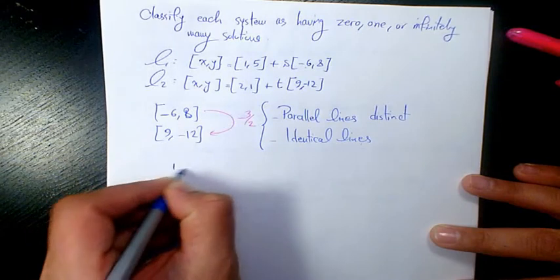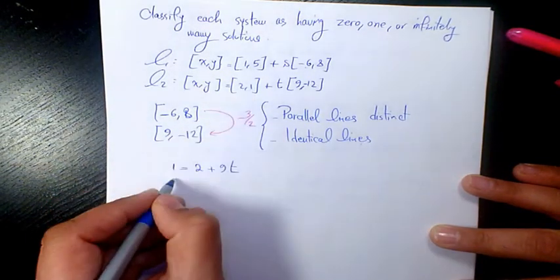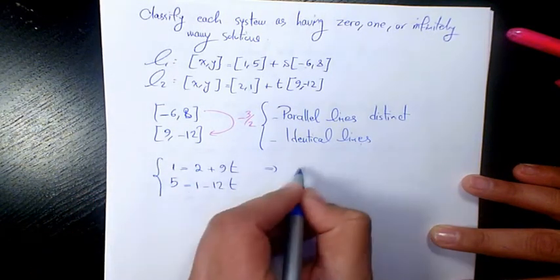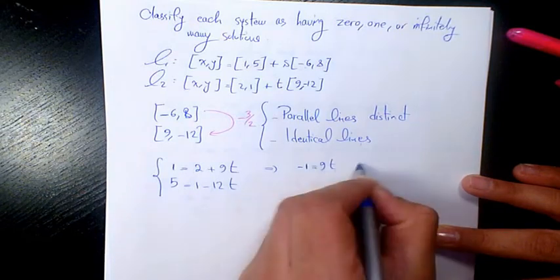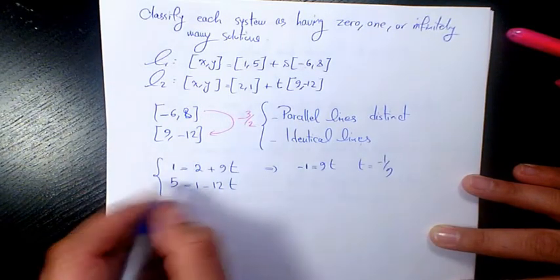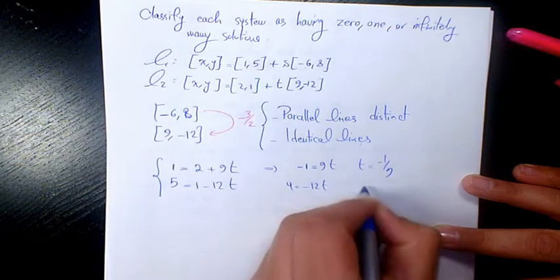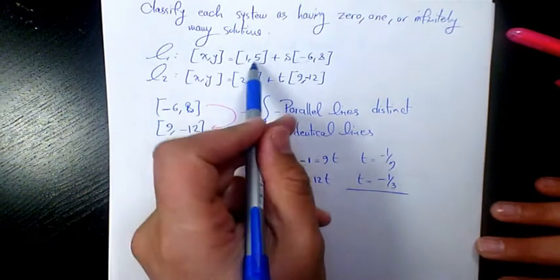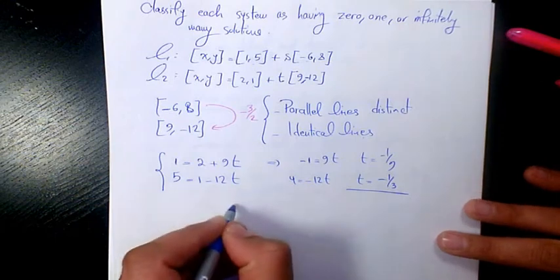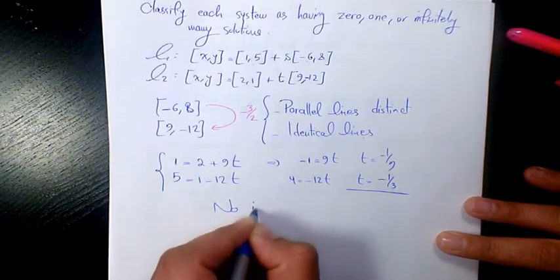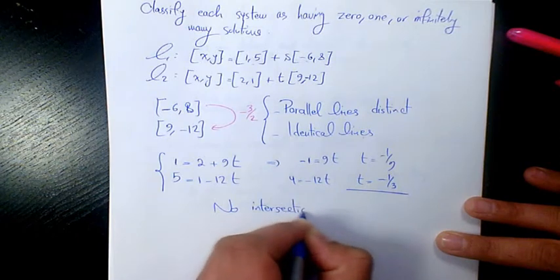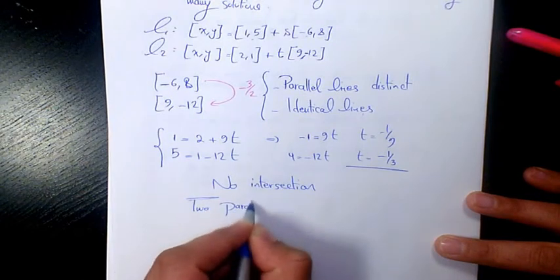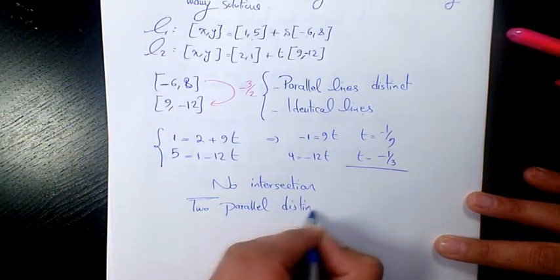So we can say 1 equals 2 plus 9t, and 5 equals 1 minus 12t. For the first one we have negative 1 equals 9t, so t is negative 1 over 9. And here we have 4 equals negative 12t, so t is negative 1 over 3. So two different t's. It means that this point does not satisfy the second line. So we have no intersection, and we have two parallel distinct lines.